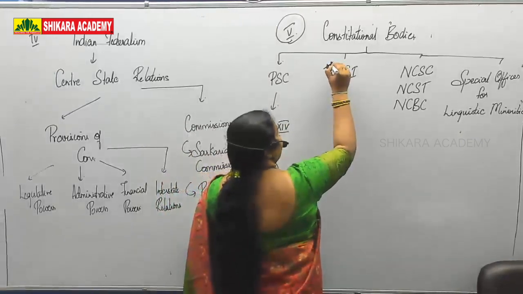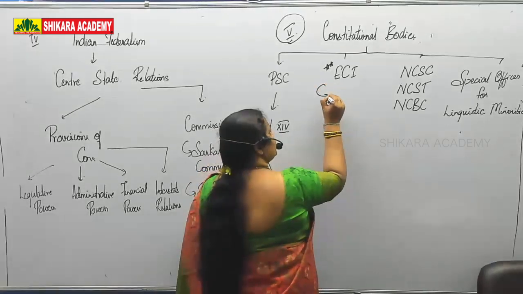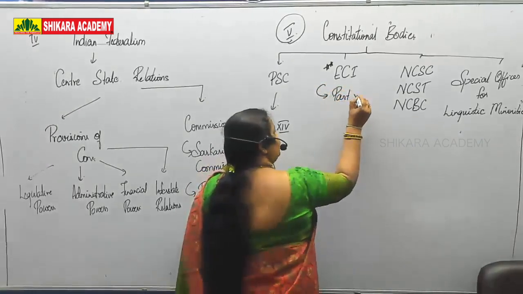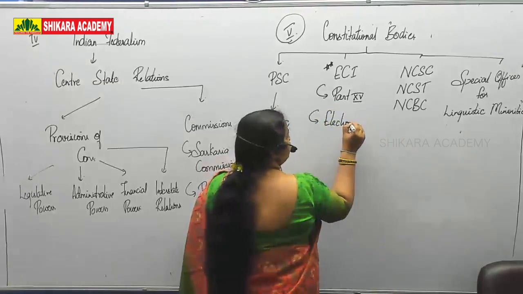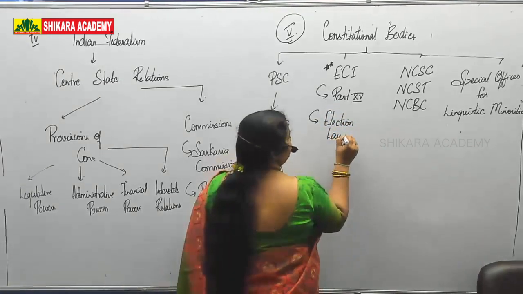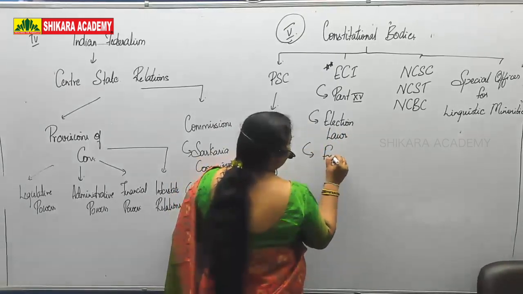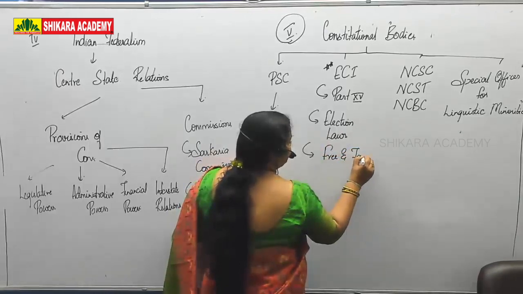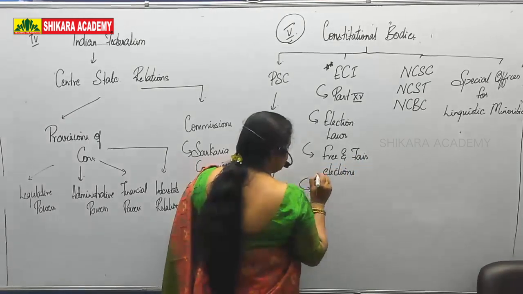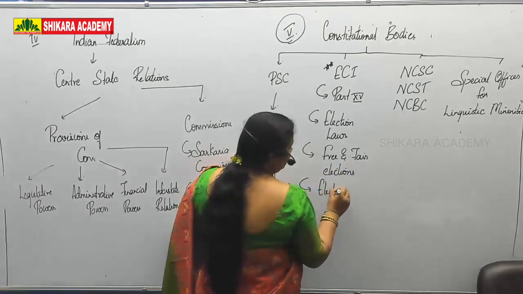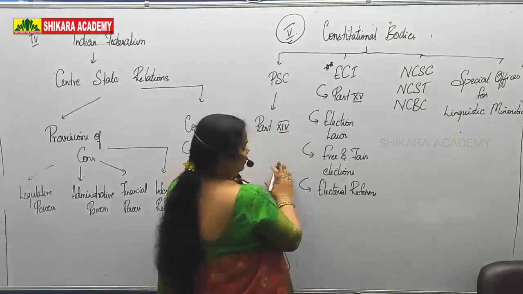Election Commission is very, very important because there is one full unit in Group 2 on Election Commission. We have to read not just the provisions of part 15, but we also have to read about election laws in India. This is a new topic, election laws, which is the Representation of the People's Act. Then we have to discuss free and fair elections. What do you mean by free elections? What do you mean by fair elections? Then we have to discuss the electoral reforms in India. All this will be a part of Election Commission of India.